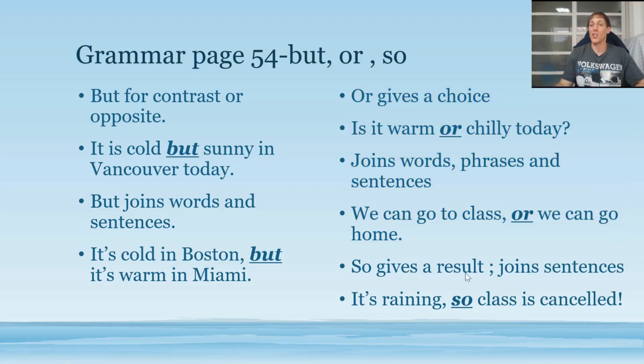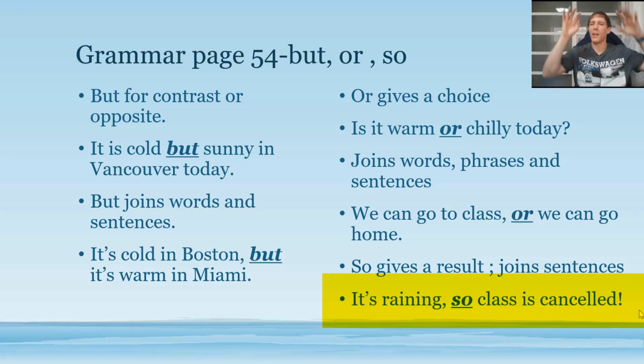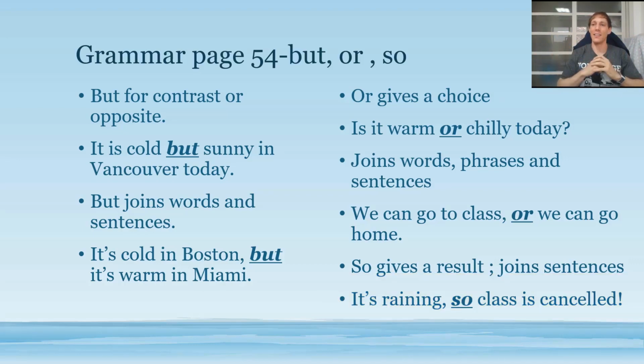So gives a result, joins the sentence with the result together. It's raining, so class is cancelled. So because of lots of rain, class is cancelled. So for example, there's COVID-19, so class is cancelled. Online class, like this. So you can see we're using them this way.